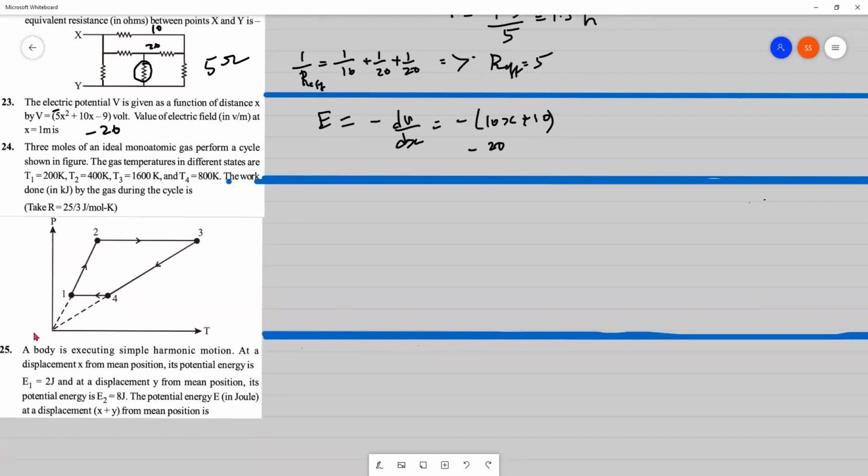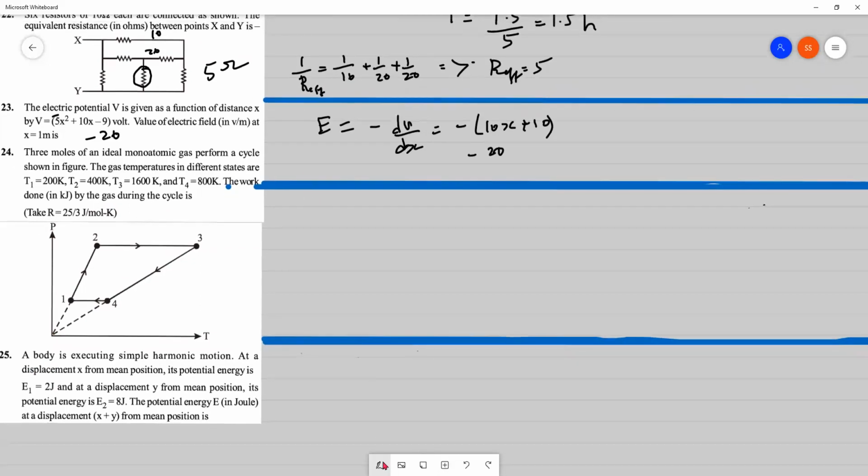The 3 moles of ideal monoatomic gas perform a cycle as shown in the figure. The gas temperatures at different points, T1 and so on, are given. All the 4 temperatures are given. Work done by the gas. Here, if you look carefully, this is a pressure and temperature graph.